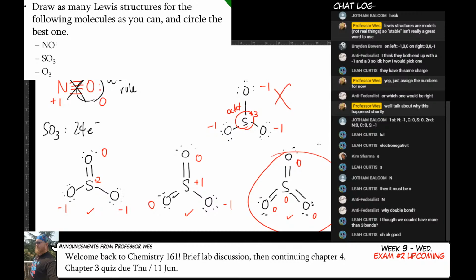Now, hopefully you drew that one. I would say that this is probably the most likely candidate to be drawn without considering, oh, I can expand past the octet rule. Mostly because we didn't get to do those examples yesterday, and I don't know how many people actually did them. Hopefully you did them.